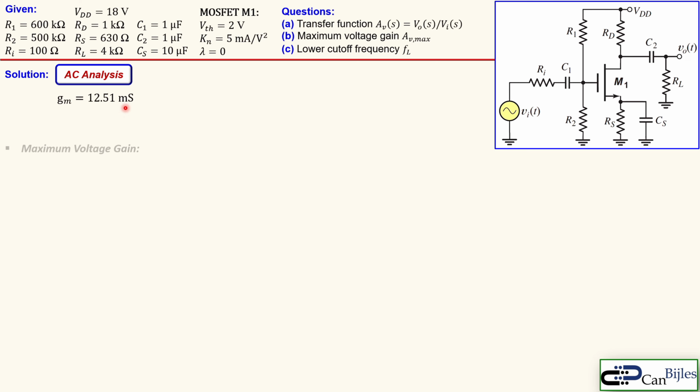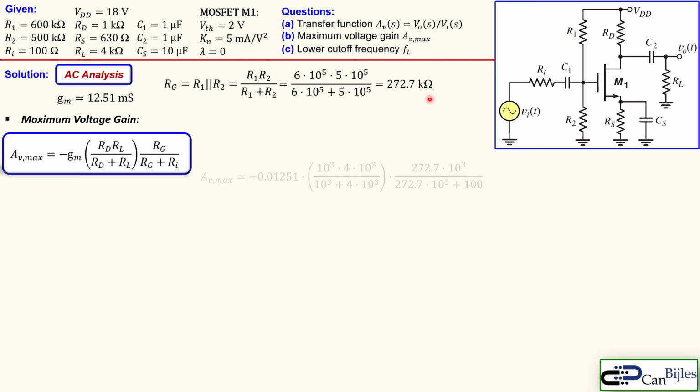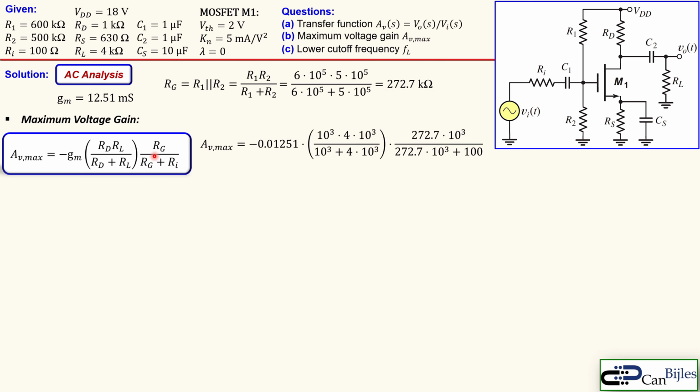Now we have the GM, and for the maximum voltage gain we know that this formula was valid, so we have here the GM we require, which was just calculated in the final step of the DC analysis. So we can now substitute the values. We know the RG here, which is the parallel combination of R1 and R2. Let's calculate that, which is 600 kilo ohms times the 500 kilo ohms, a parallel combination of these two resistors, and that will end up at approximately 272.7 kilo ohms. So we will substitute everything here. You see that RG, RG, RI. RI is 100 ohm, so this is approximately 1 actually. And we now have here the GM.